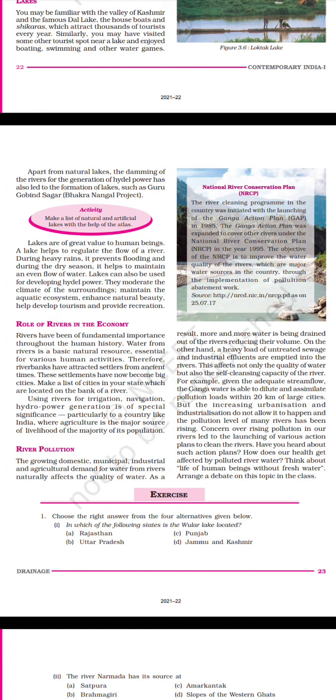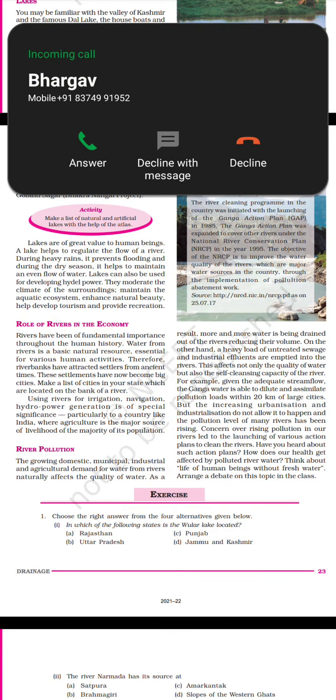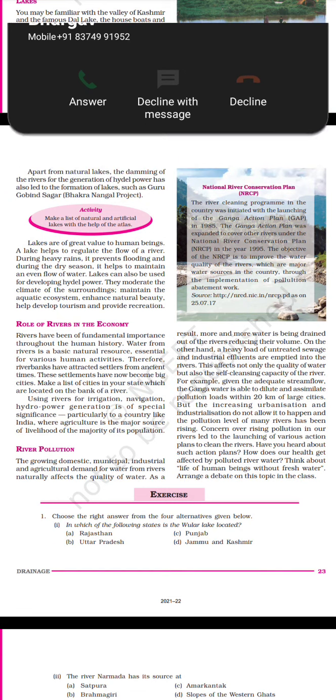Using rivers for irrigation, navigation, and hydropower generation is of special significance, particularly to a country like India, where agriculture is the major source of livelihood of the majority of its population.